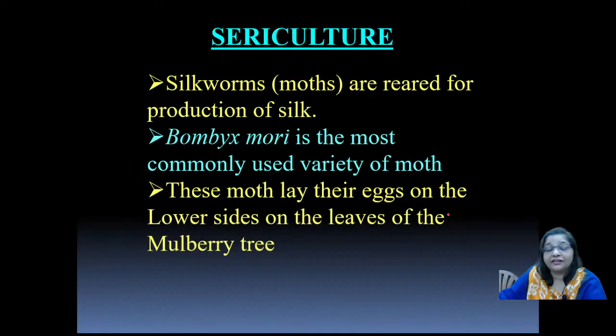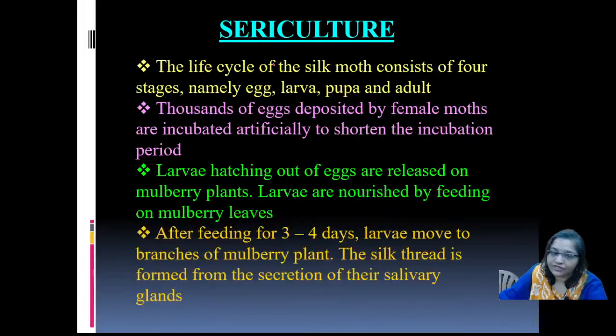Next in the list is sericulture. This is another agro-complementary occupation where silkworms, the larval stage of moths which we call silk moths, are reared for the production of silk. Bombyx mori is the most commonly used variety of moth. These moths lay their eggs on the lower sides of the leaves of mulberry trees or ain trees. So the silkworms are reared under this business called sericulture.